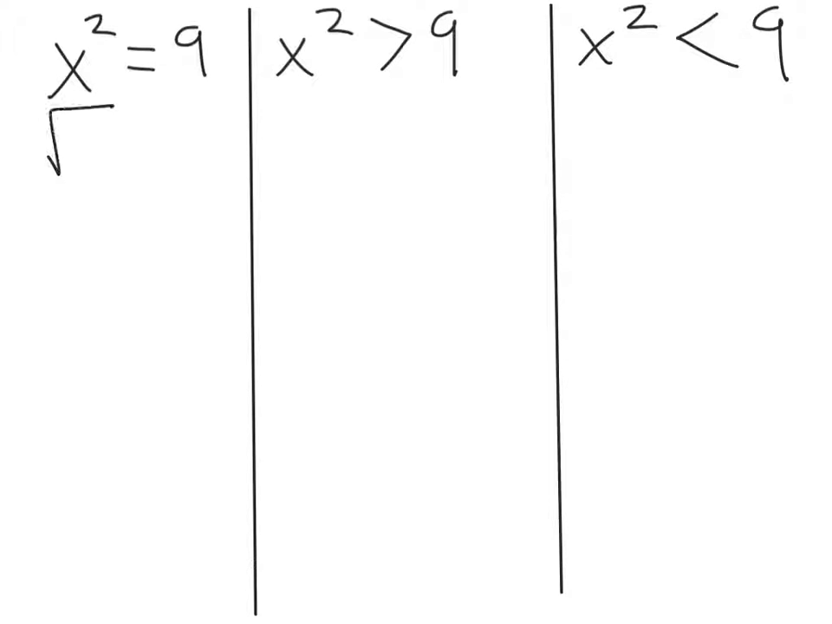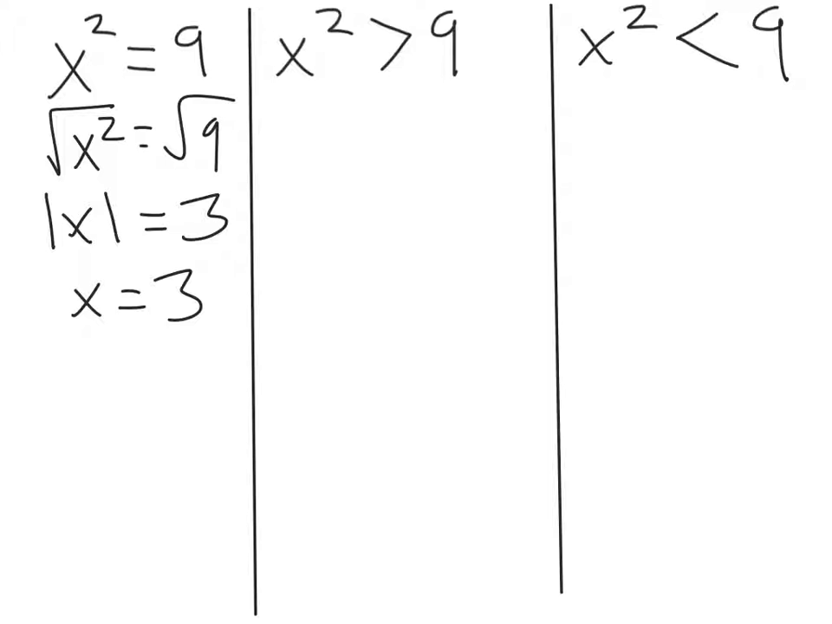So we'll start by taking the square root of both sides. The square root of x squared is absolute value of x. And this gives us two answers. Right? If x is 3, absolute value of 3 is 3. And if x is negative 3, the absolute value of negative 3 is also 3. And so typically we write this as one answer, x equals plus or minus 3.